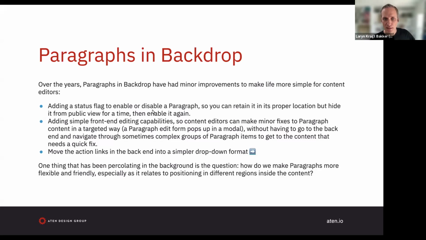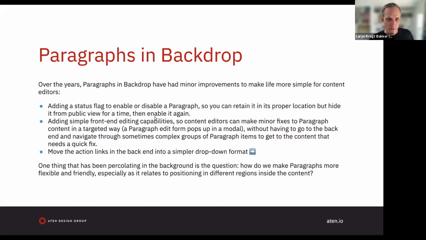There are also some simple front-end editing capabilities. If you're familiar with that vertical stack of paragraphs, and you're looking at the front end of your website and see that one of these paragraphs has a typo, then you've got to go into the back end, scroll down, try to find it in this big list of paragraphs and click edit. It's so many steps to get to it. There's a relatively simple way to do that in Backdrop now from the front end and make a quick fix without having to go through all of those steps. I'll show you some of these in just a minute, just so you're familiar with the landscape.